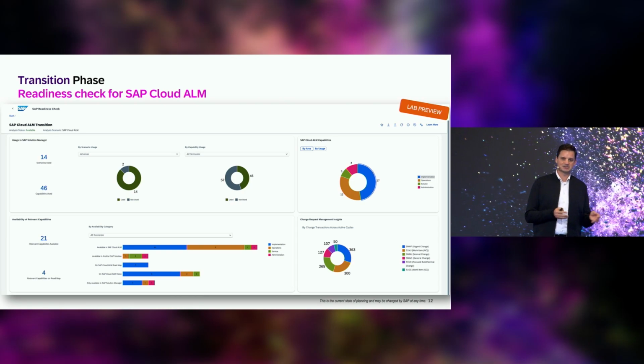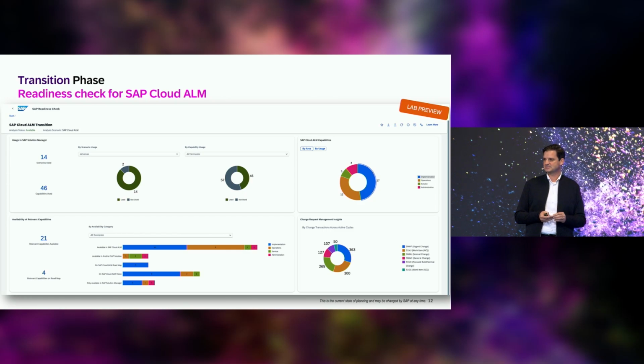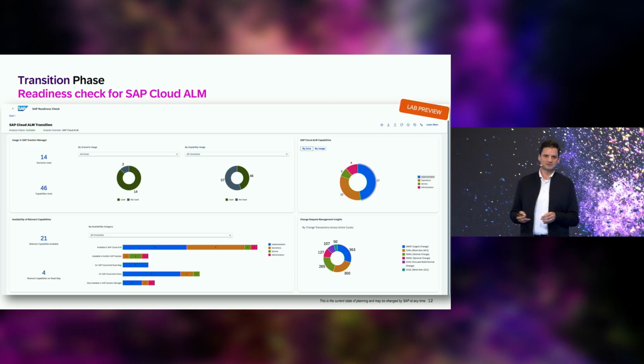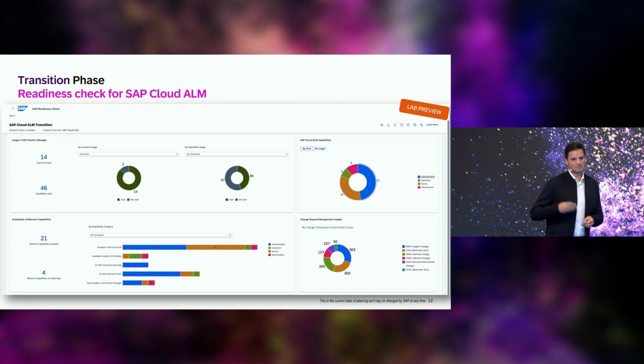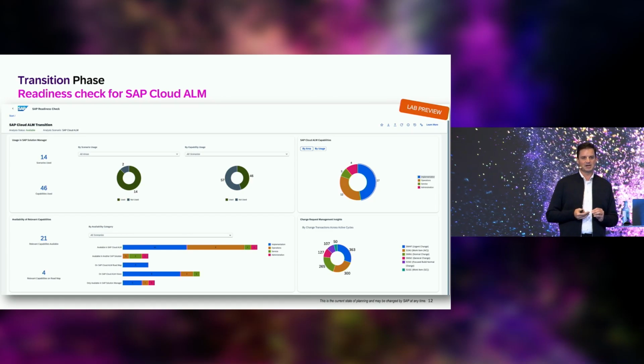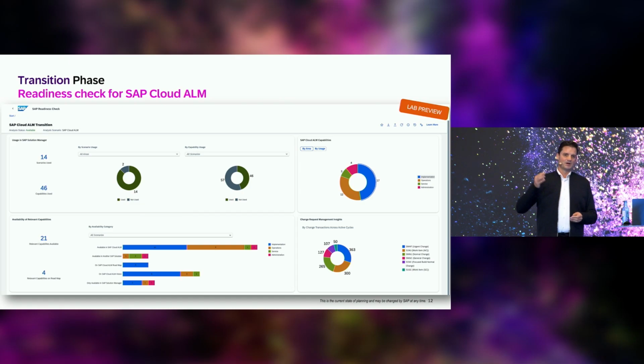So you would get an overview on which capabilities that you are using in Solution Manager are already available in Cloud ALM, as well as, of course, which ones are on the roadmap, so will be developed quite soon. And based on that, of course, you could more or less find out a time slot, well, looking at the roadmap, what functionality you necessarily need and what would be a good time to shift over.